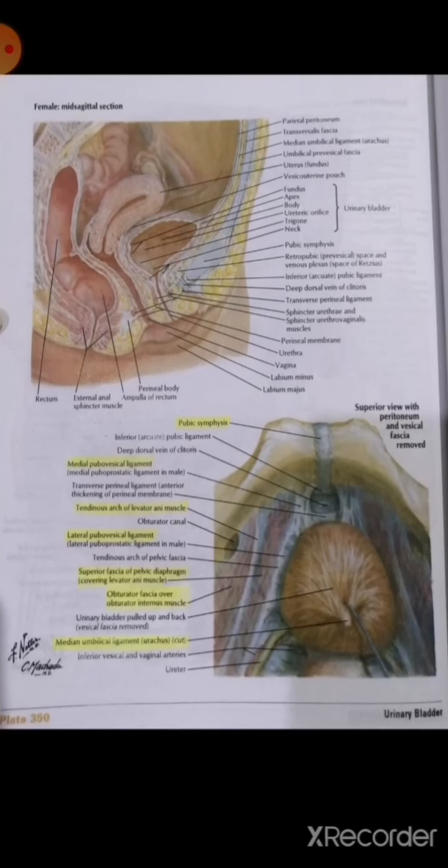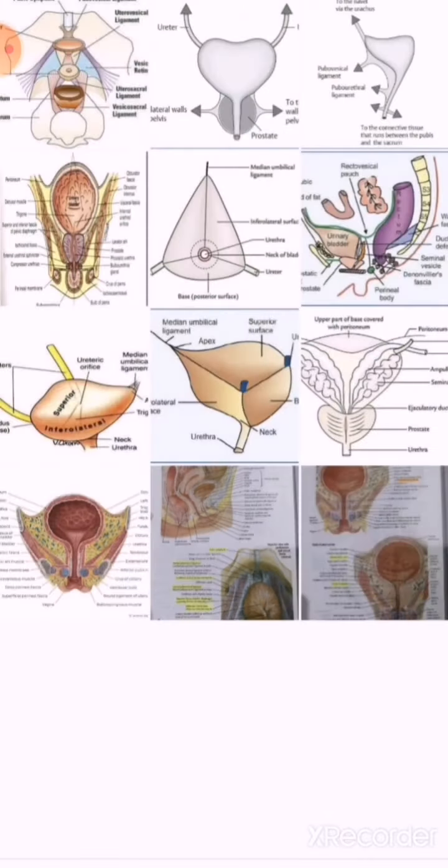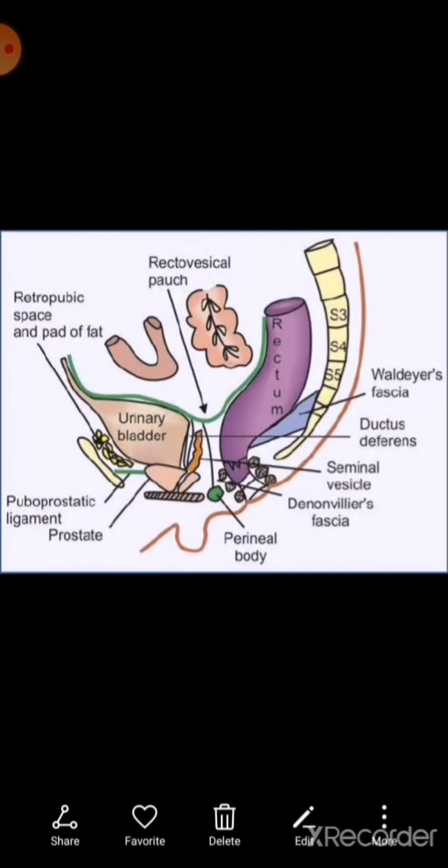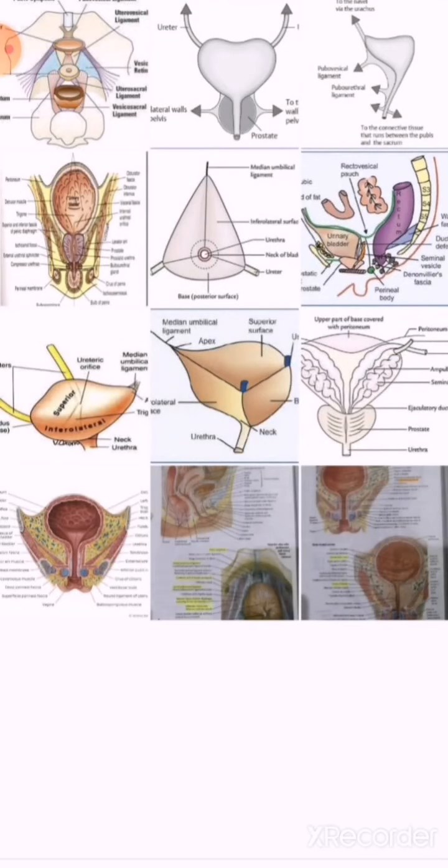So we're done with the relations of the apex, which are the same in both the male and the female, being the median umbilical ligament, which connects the apex to the umbilical ligament. The base, which in the male is related in the upper part to the rectovesical pouch, which separates the base from the rectum, and lower down to the seminal vesicle and the termination of the vas deferens, better seen in this image over here.